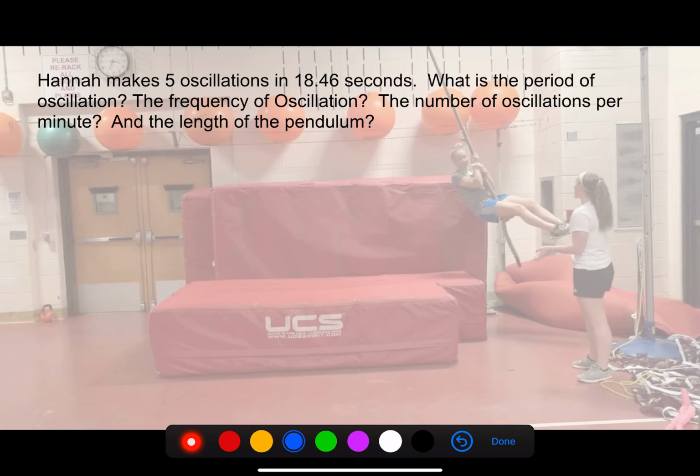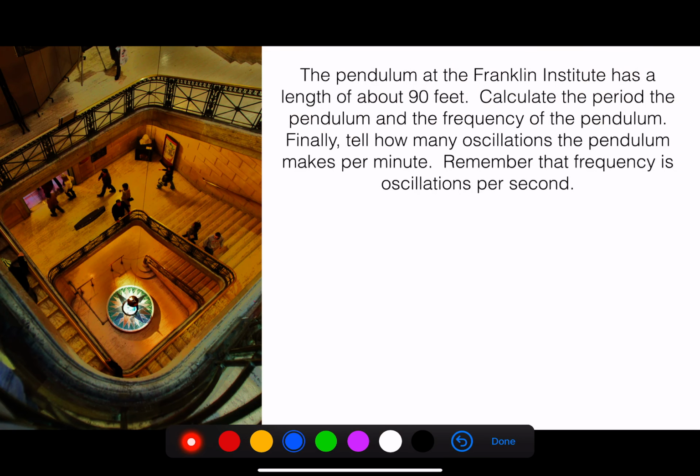I think we're good. And when we do that, we find that it took 18.46 seconds. So 5 oscillations in 18.46 seconds. Find her period, her frequency, how many oscillations she makes in a minute, and find the length of the pendulum. Remember that frequency is oscillations per second. So all you have to do is convert seconds into minutes to find oscillations per minute.